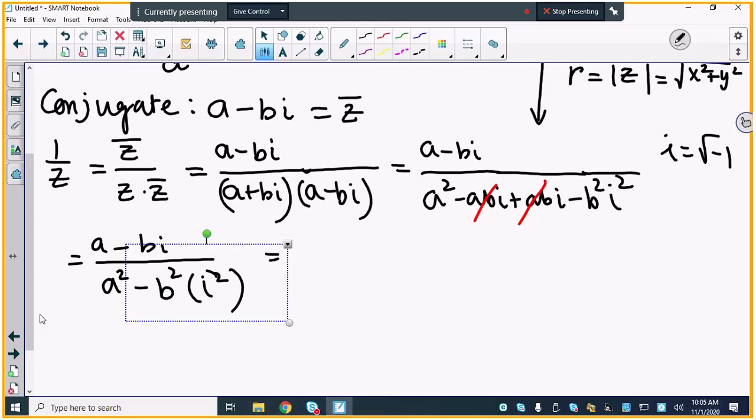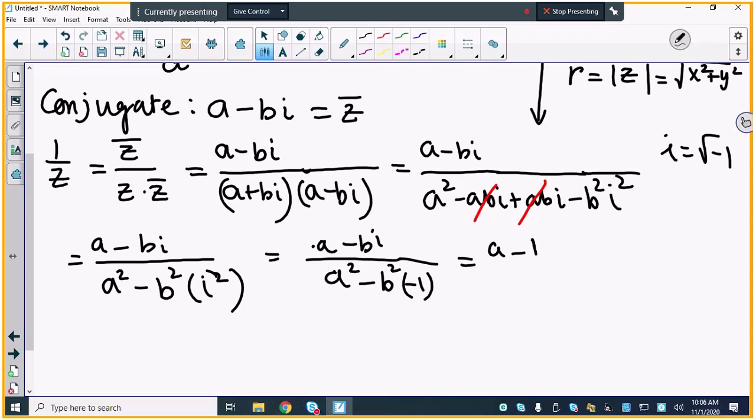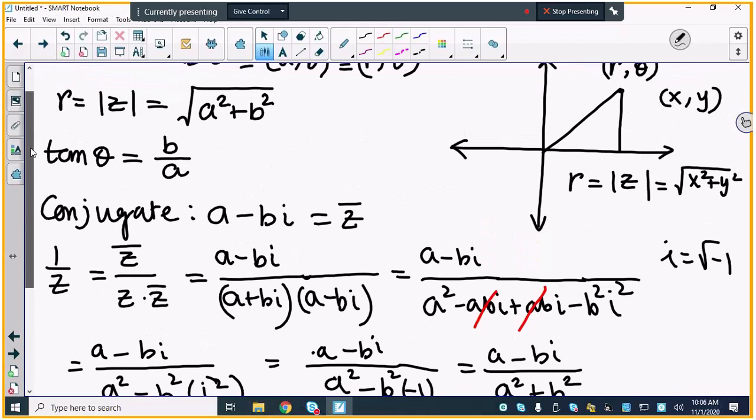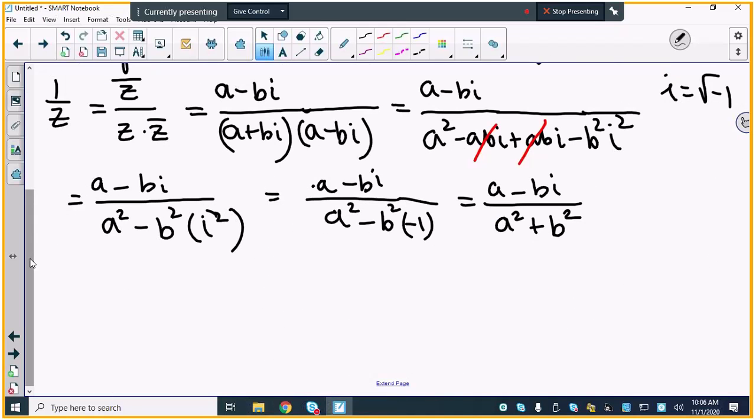So I get to say that this is equal to a minus bi on the top. On the bottom, you have a squared plus b squared, or I can write one more step for us to understand. It is minus b squared times -1. So a minus bi over a squared plus b squared. Now remember, the modulus of the complex number is r, the square root of a squared plus b squared. So a squared plus b squared is r squared. So on the bottom I get r squared, on the top it is z bar.